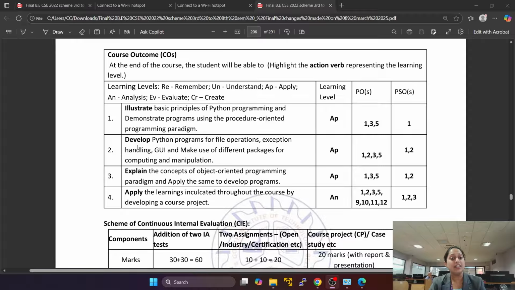And the second course outcome is to develop Python programs for file operations, exception handling, GUI, and make use of different packages for computing and manipulation. And the third course outcome is to explain the concepts of object oriented programming and apply the same to develop programs. So this can be achieved through course activities.